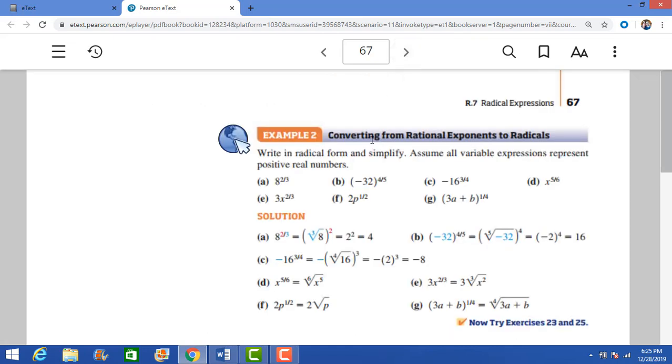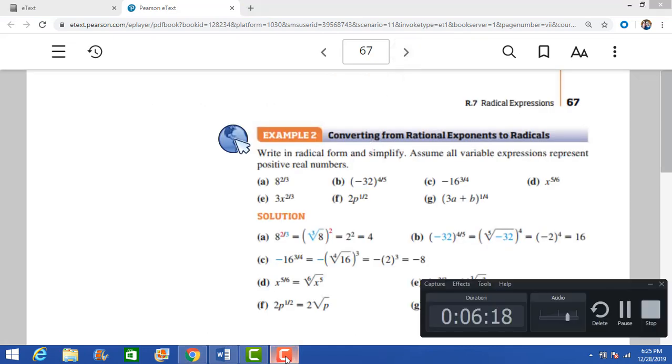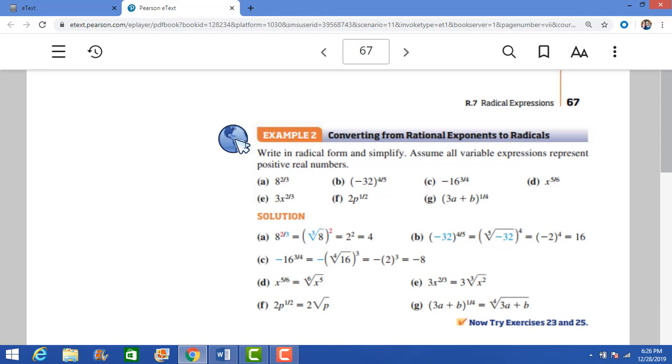Okay, so now converting from rational exponents to radicals. It says write in radical form and simplify. So we're going to take all these and write them now in radical form and then simplify going from there.